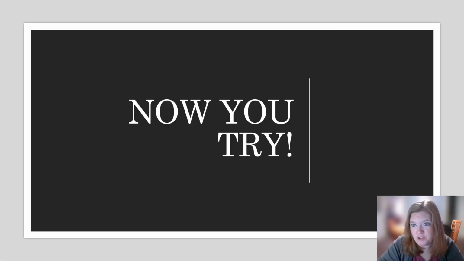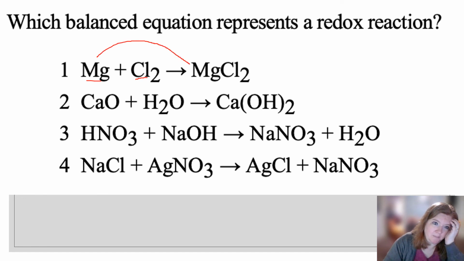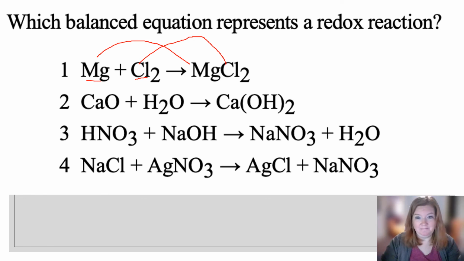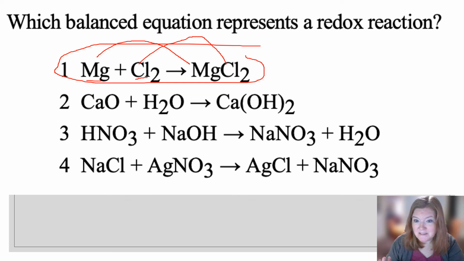All right, so let's try. Which one is a redox? So I'm going to scan. Do I see anything that has single elements? Because that's the easiest way. Oh, I see right here. Well, I see 2 single elements, not 1. But let's look on the other side. In a compound, in a compound. There we go. That one was easy. Okay, looking for single elements is, trust me, the easiest way to find it.